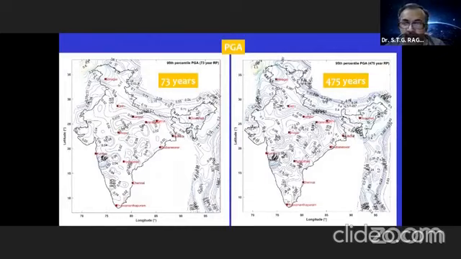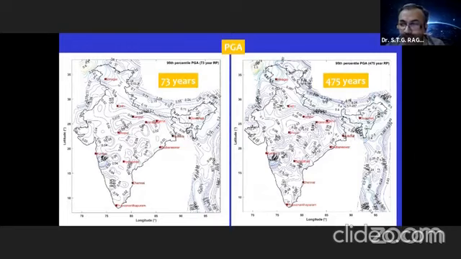So these are for 73 years, then 475 years, and these maps are very important for performance-based design. And of course, these values will be very high because they are the 95 percentile, not the mean values. And similarly, this is for 2,500 years.